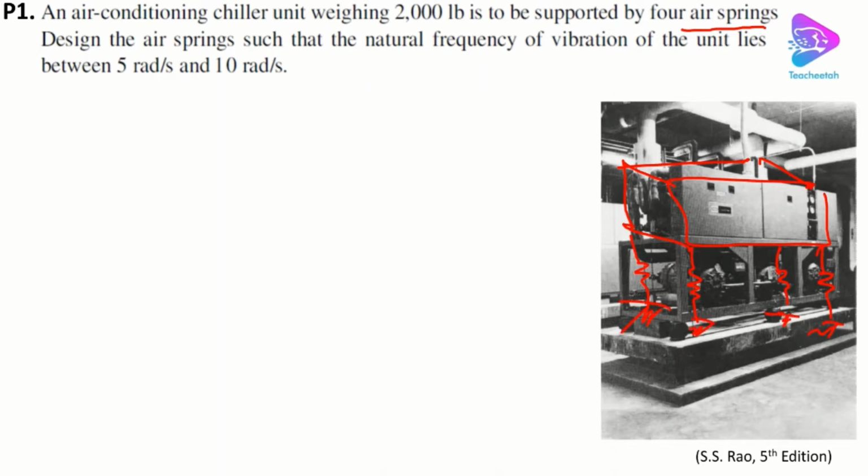And we need to find the natural frequency, omega n, of the system such that the frequency is in this range. So in fact, it is like a design problem. We want to find the appropriate K value for the stiffness of the 4 springs so that the natural frequency is in this range, right? Let's see how we can do that.